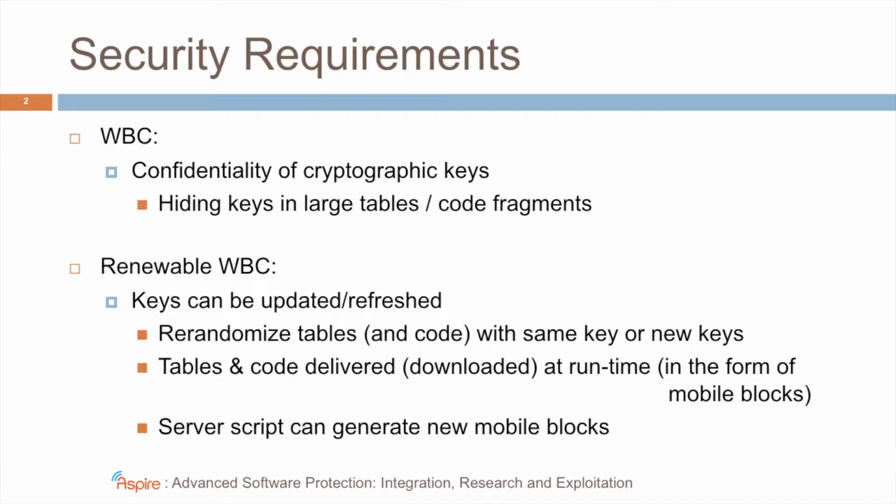If we then also have a script to run on a server that can generate new mobile blocks, so new versions of the tables with re-randomized content, then we can enable a server to send new blocks with new keys or with re-randomized keys to a client application whenever the server chooses to do so. So how does this work in practice?